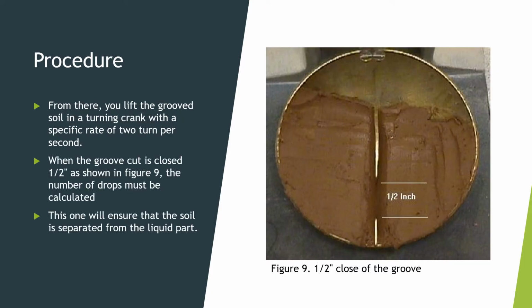From there, you lift the grooved soil with a turning crank at a specific rate of 2 turns per second. When the groove is closed half an inch as shown in figure 9, the number of drops must be calculated. This will ensure that the soil is separated from the liquid part.